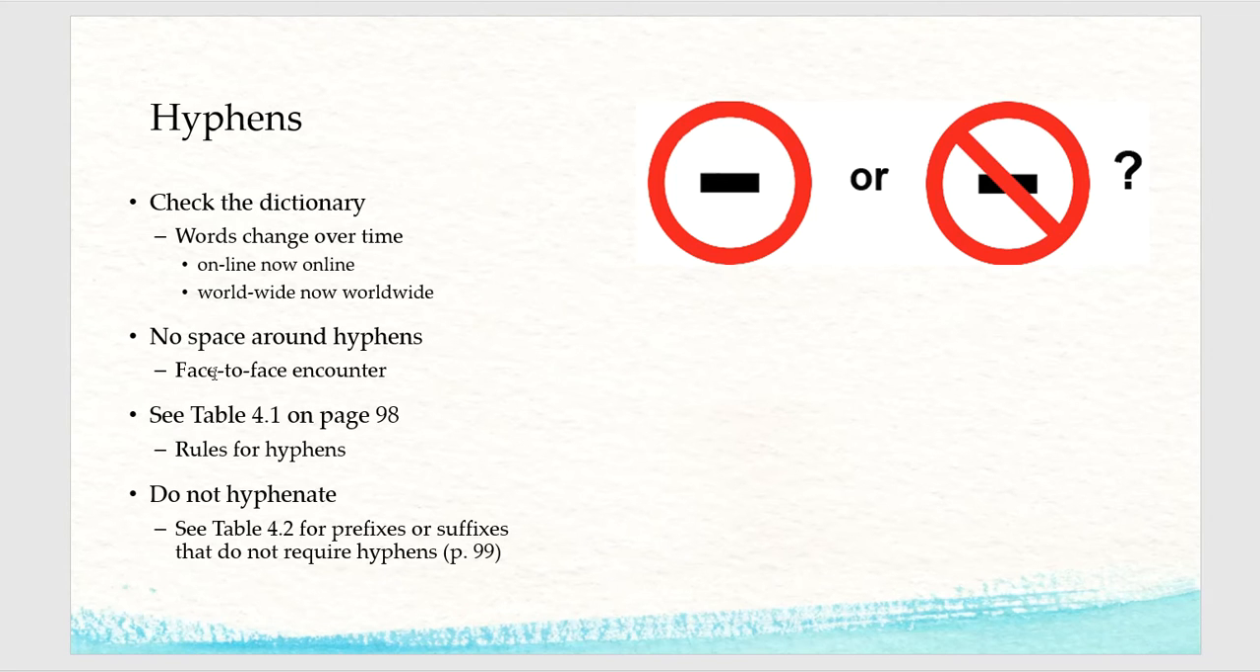When you use the hyphen, there's no spaces around the hyphens. They must touch the words on either side. You can have two items or more, like this one with the face-to-face encounter. And there's a really great table on page 98 that gives you the rules for hyphens. And then there's another table on page 99 that gives you the rules for words that don't need to be hyphenated anymore.